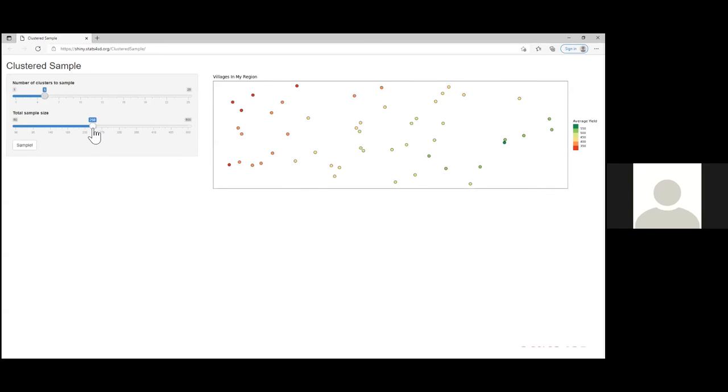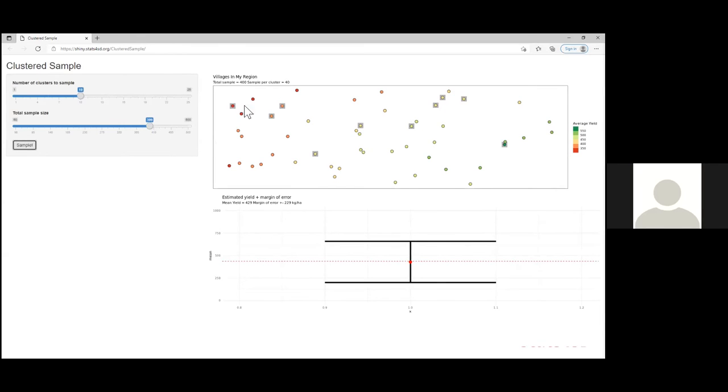So let's go something similar to what I've described so far. Let's say we're taking a sample of 400, it's close enough, 399, I can't quite get in the right spot, 400 farmers and 10 villages. So if I press my sample button, I can see I've picked out 10 villages at random. So here, each of these 10 villages, each of these 10 clusters is going to have 40 farmers. I realize I've got this the other way around to before, but that's fine. I can work from here.